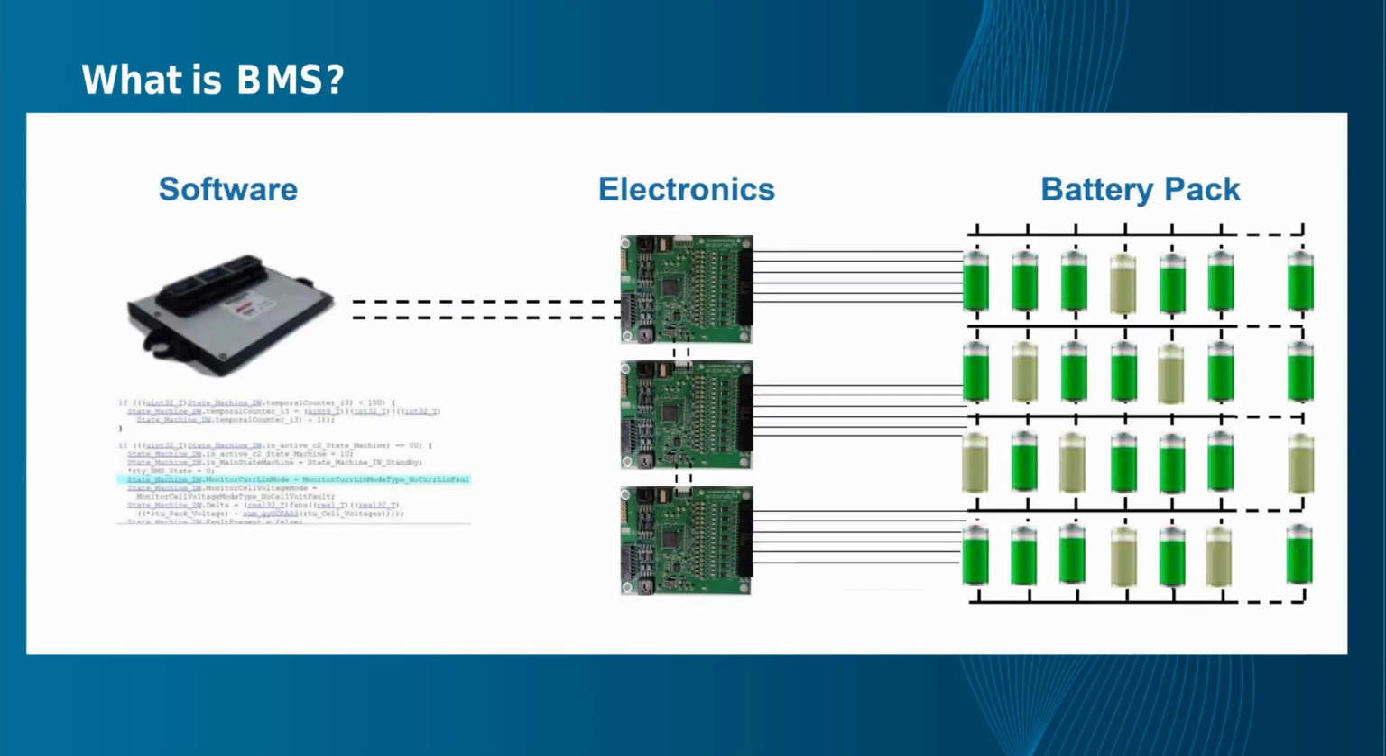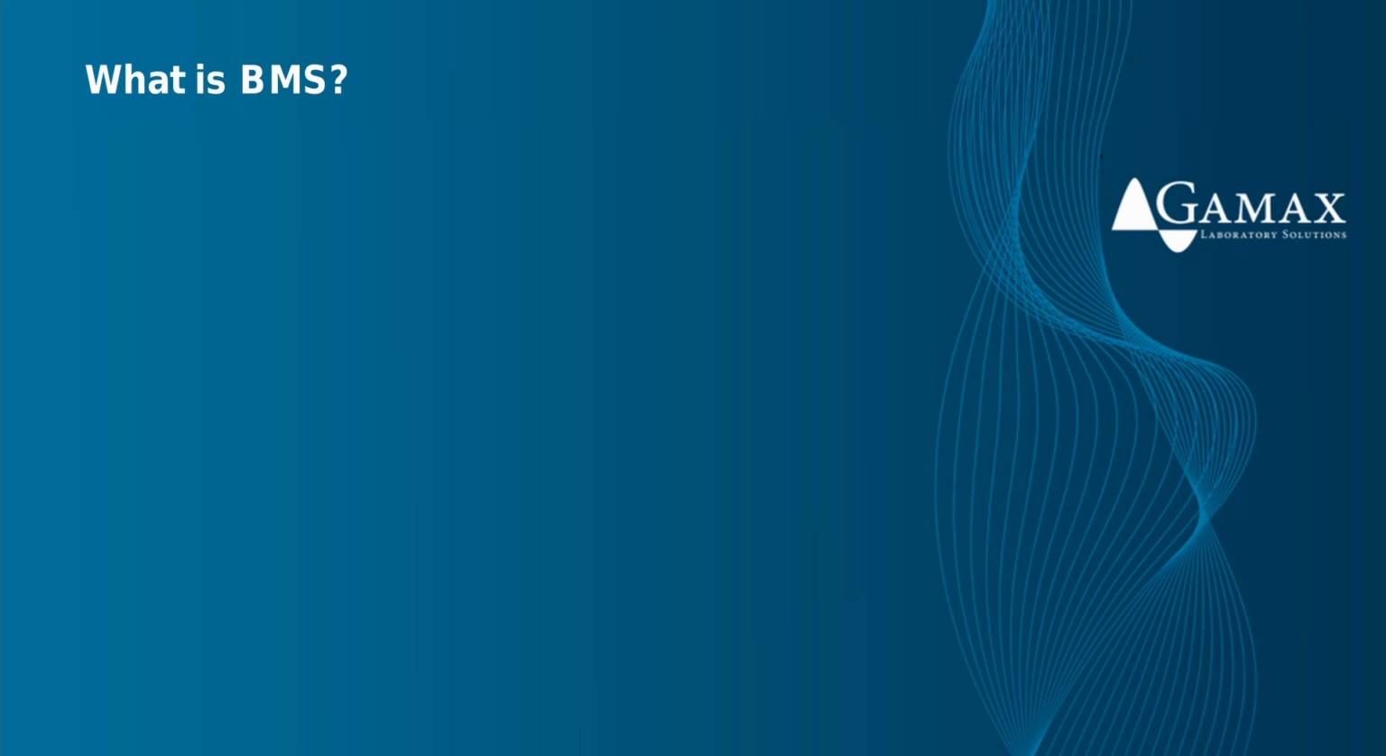First of all, what is a battery management system, or BMS? The battery management system consists of three main parts: the software, the electronics, and the battery pack itself. It is responsible for safe operation of our battery, its performance, and the battery life under different charge, discharge, and environmental conditions.